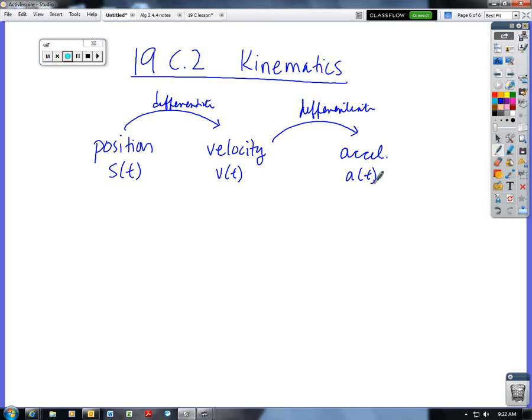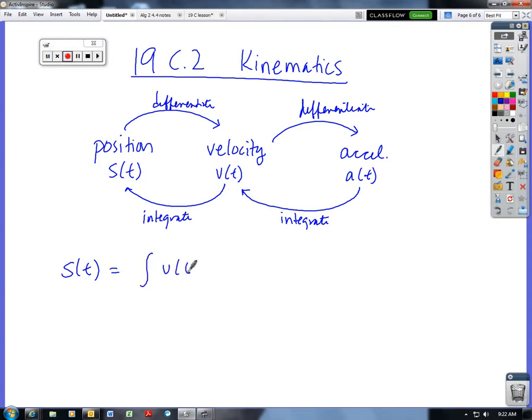So if you go backwards, if you start with acceleration and you want to go back to velocity, you have to integrate once. And then if you're at velocity and you want to find the position function, you have to integrate the velocity to get the position. So one way to find the position is to integrate the velocity. This is really important to realize.